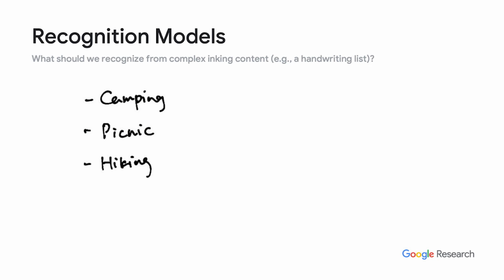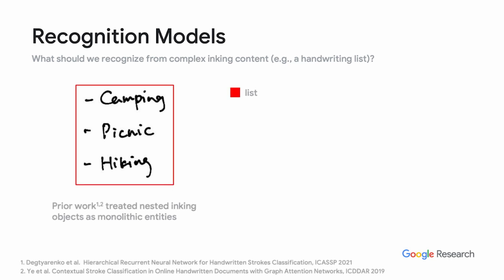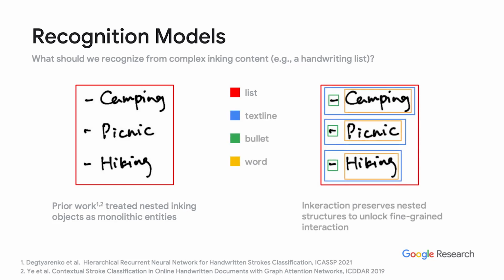For example, how should we teach the algorithms to label a handwriting list? Prior work treated nested inking objects as monolithic entities. For a handwriting list, their algorithms only produce one label, list, which limited the design space for interaction. For example, a user won't be able to interact with items within the list, as we don't know the internal structure of the list. In Inkeraction, we try to preserve nested structures and relationships.